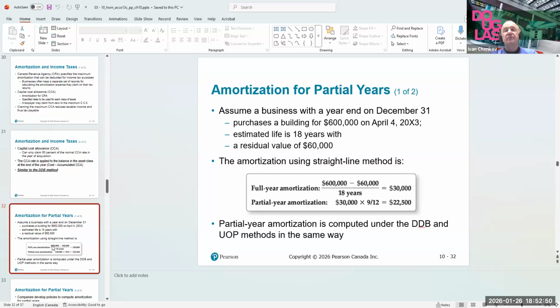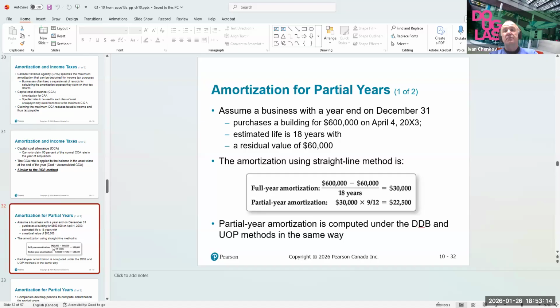It can start on June 1st, and the last year is going to finish on May 31st. We have to have a full year if we're using straight line method. So having that in mind means that the first year we're going to have a partial year, last year we're going to have partial year, in the middle we're going to have full years.